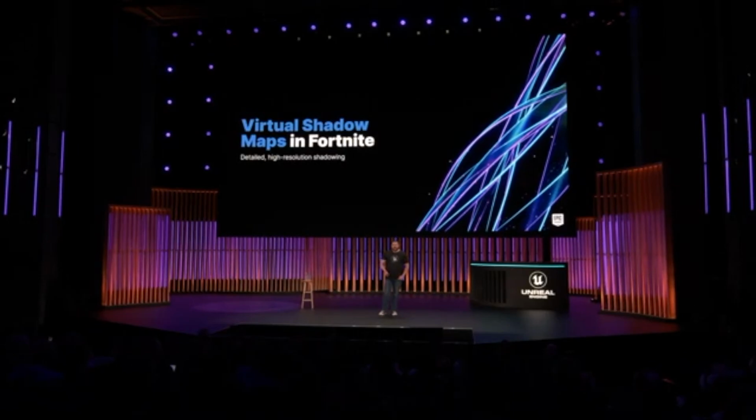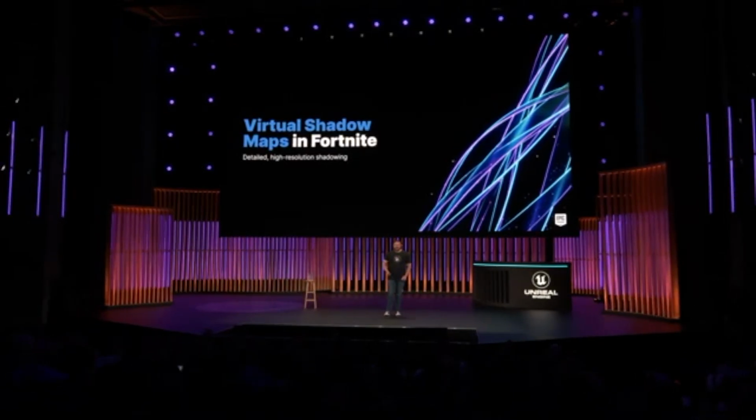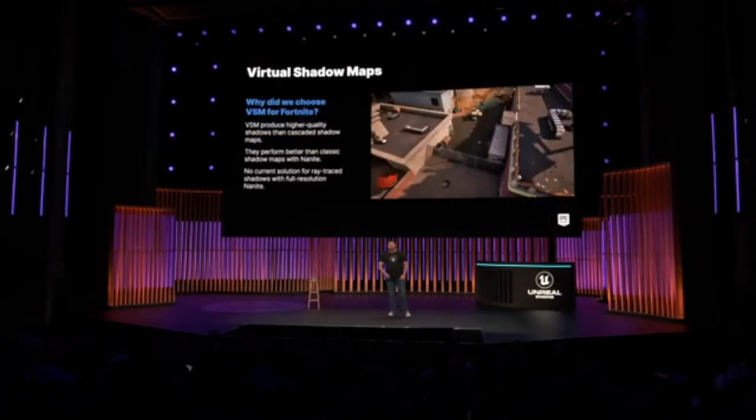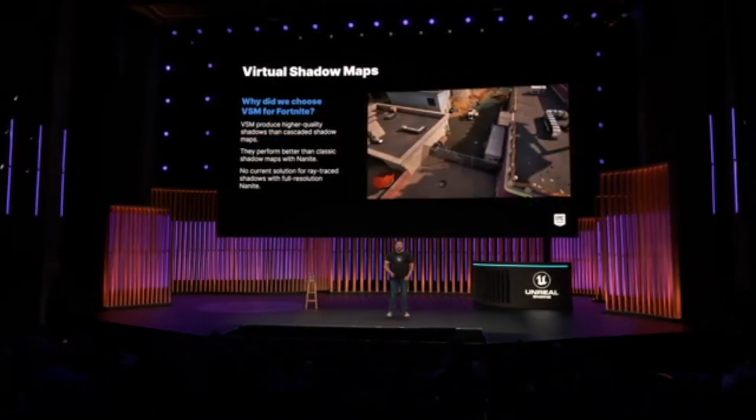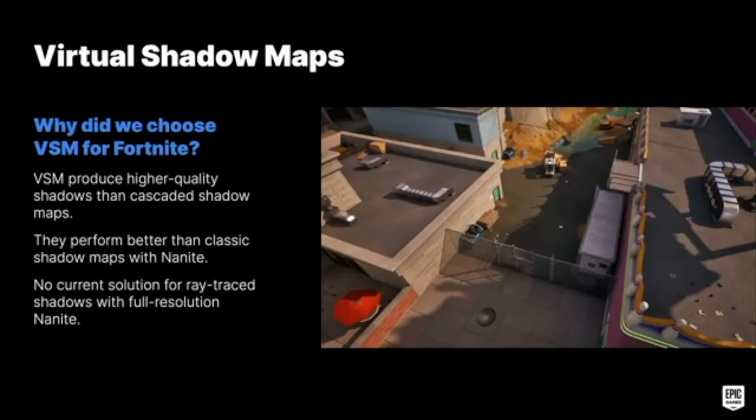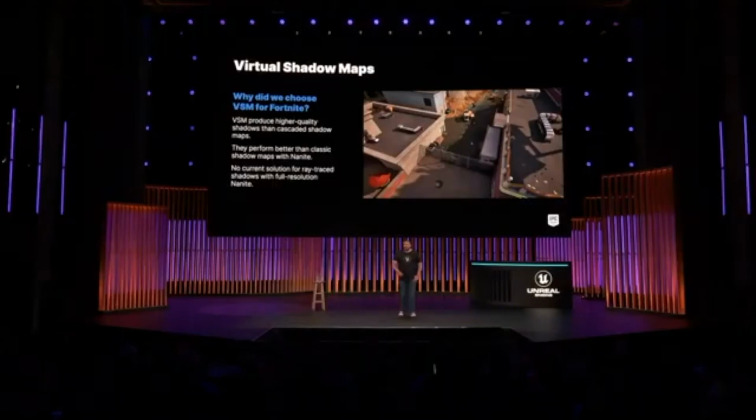Let's move on to how virtual shadow maps were used to improve the shadows of Fortnite Chapter 4. Firstly, why did we choose VSM over other methods? VSMs produce higher quality shadows than cascaded shadow maps. They also perform better than classic shadow map techniques when rendering Nanite meshes. And unfortunately, since we don't currently have a solution for ray tracing Nanite at its full resolution, ray trace shadows are not a good fit.